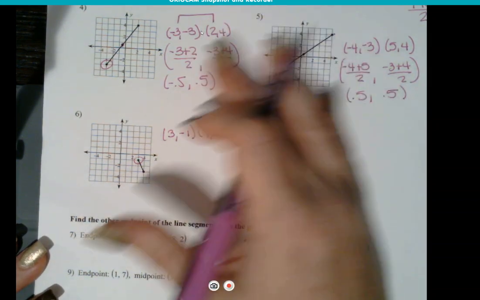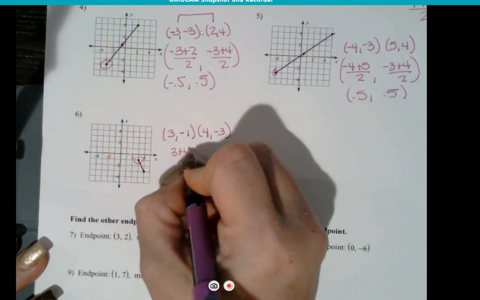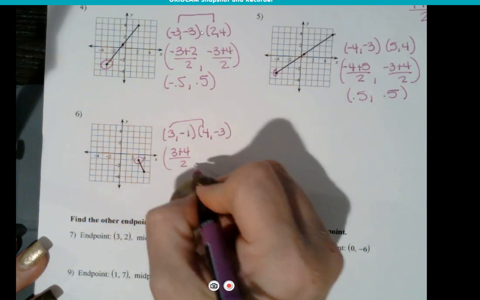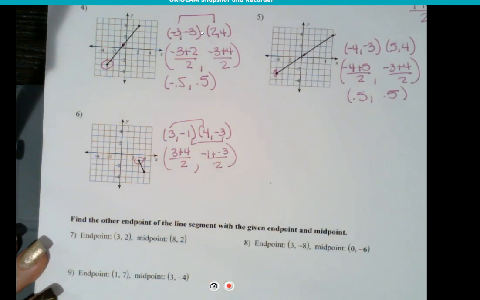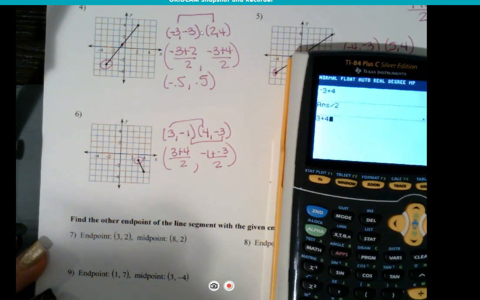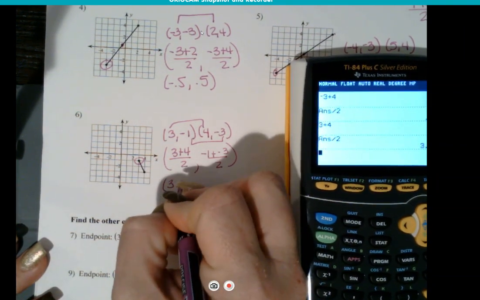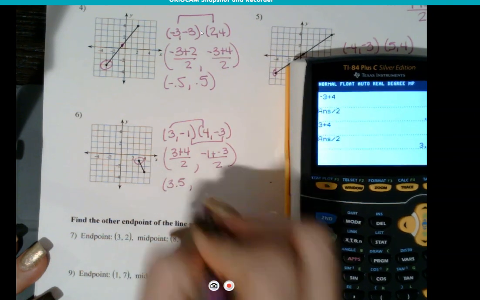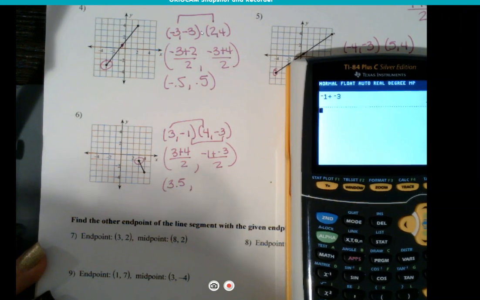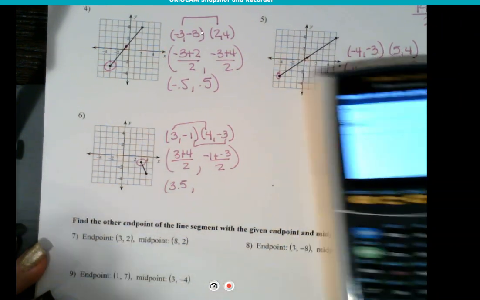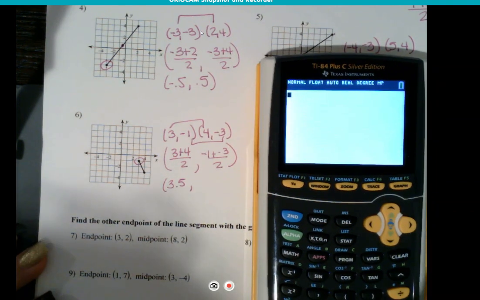Okay. So this just gets one step harder because you have to write them down. So then 3 plus 4 divided by 2, and then -1 plus -3 divided by 2. And then 3 plus 4 divided by 2 is 3.5, or 3 1/2, or 7/2. There's all kinds of ways to write that. And then -1 plus -3, and then we divide that by 2. And so that would be negative... Okay, so -4 divided by 2, yeah, -2.